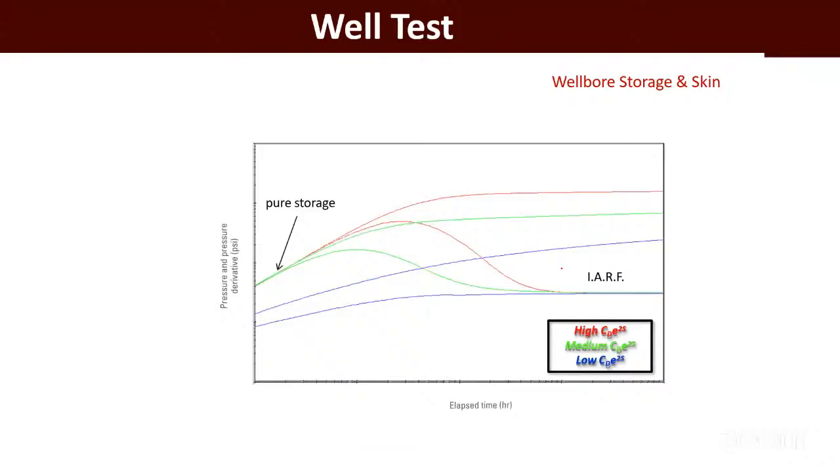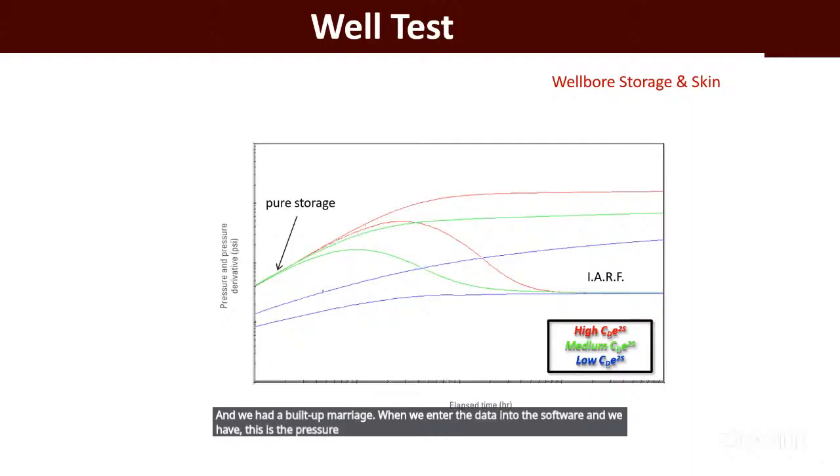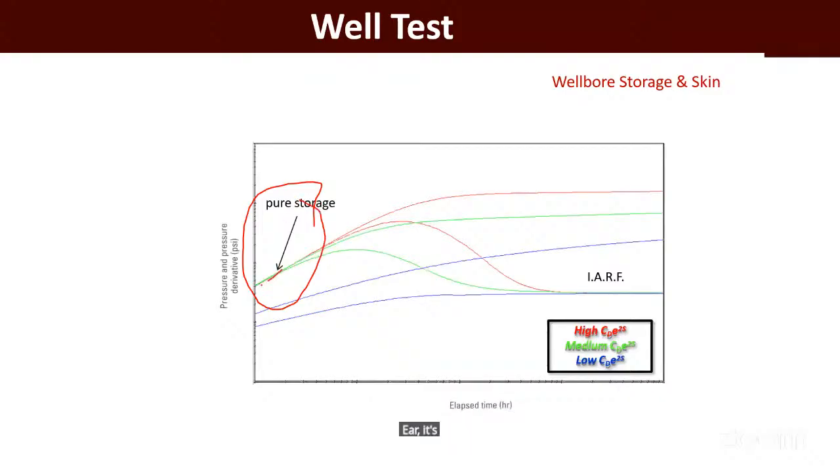When we enter the data into the software, this is the pressure and the derivative of the pressure. So if we have a huge wellbore storage, we can see here it's high. And on a log plot, it will have a unit slope. So here we have a high wellbore storage. However, here we have a low wellbore storage.